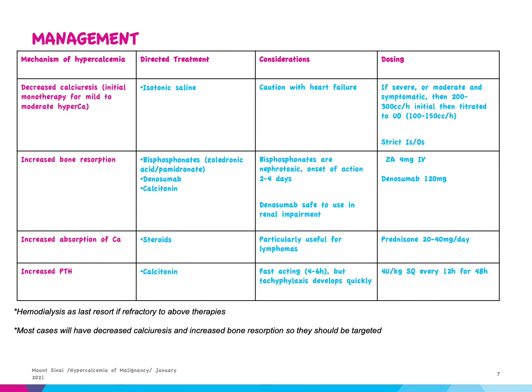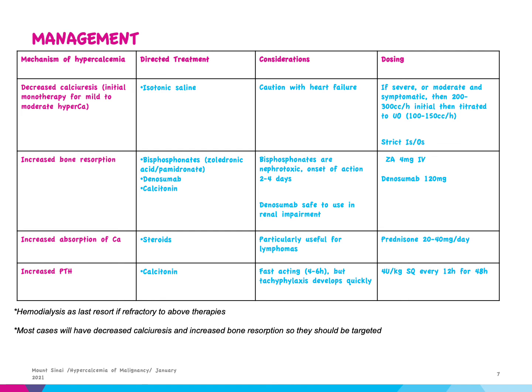In terms of targeting the increased bone resorption, you have bisphosphonates, mostly zoledronic acid is used, then you have denosumab as well, and calcitonin. So bisphosphonates, the onset of action starts between 2 to 4 days. Zoledronic acid is the one we use more frequently, either IV or subcutaneous.